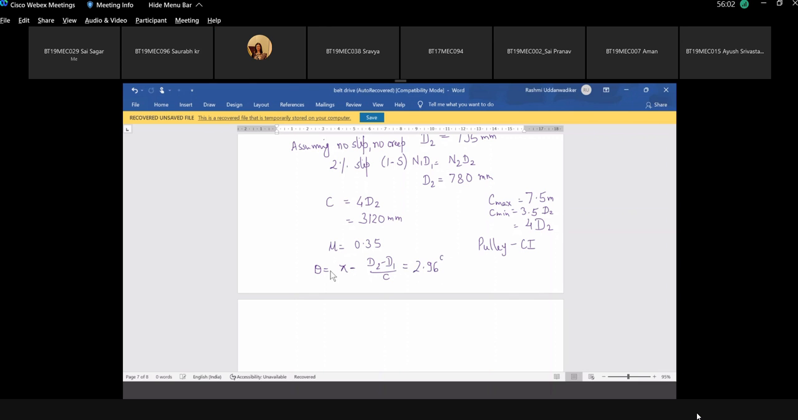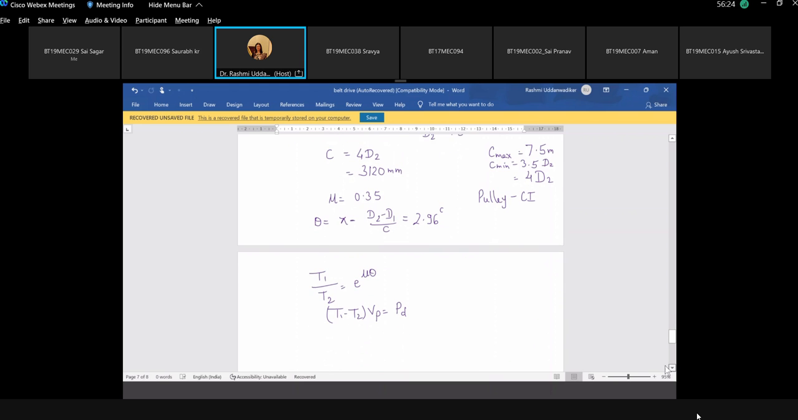Now you know mu, you know theta, so you can easily find the ratio of belt tensions, T1 by T2, which is equal to e raised to mu theta. And you also know that (T1 minus T2) into the peripheral velocity is equal to the design power. Design power we know, Vp we have assumed. So from these two equations, you will get the tight side tension and the slack side tension.